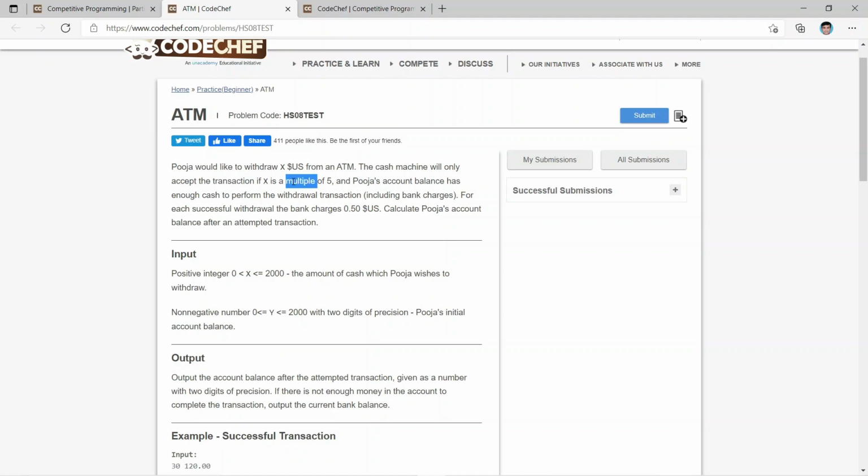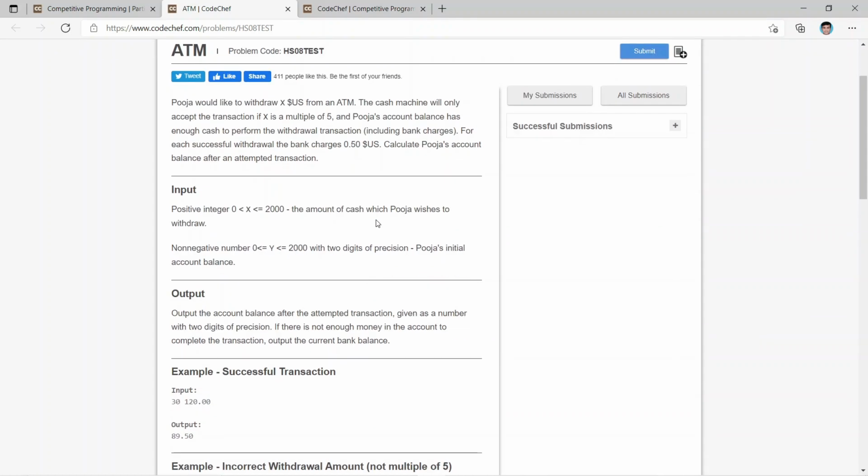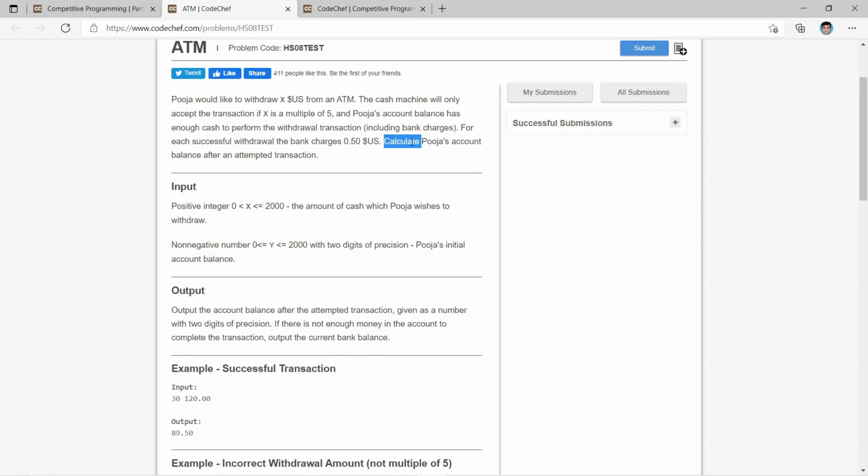It means X is basically divisible by 5, and Pooja's account has enough cash to perform the withdrawal transaction. For each successful withdrawal the bank charges 0.50 US dollars. So we have to calculate Pooja's account balance after an attempted transaction.